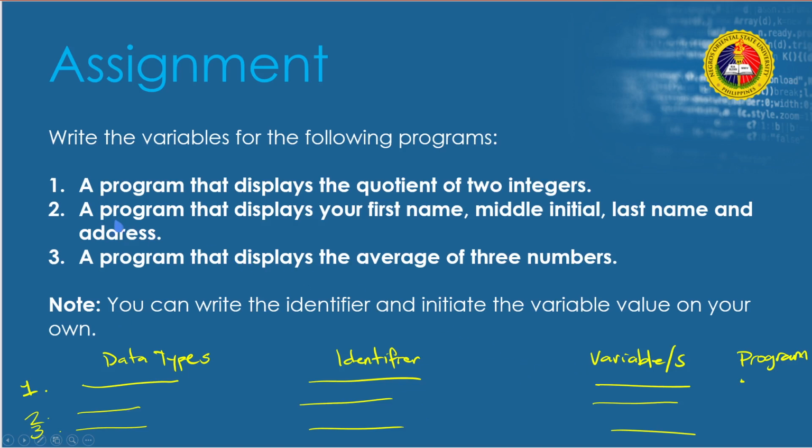So basically, you're going to create a program that displays your first name, middle initial, last name, and address. You don't necessarily have to use CIN, guys, okay? Just initialize it. For example, my name is Juleus, middle initial R, Publico, and address, Bais. I'm just going to initialize it, because here you can write the identifier and initialize the variable value on your own. Don't use CIN since we haven't discussed it yet. Right? Do you have any questions?